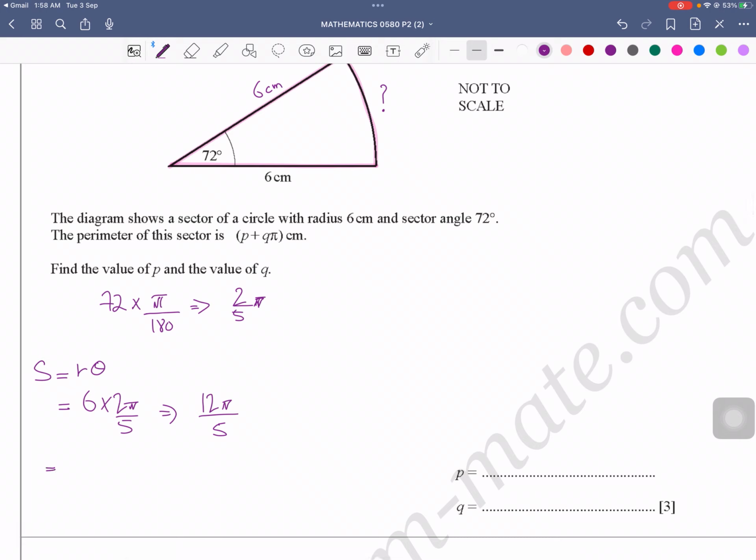So what's the perimeter again? This is r plus s, since there are two r's involved, both this and this. So 2r plus s, the value of r is 6, the value of s is 12 pi over 5. So this gives us 12 plus 12 pi over 5. So the value for p is 12, the value for q is 12 over 5.